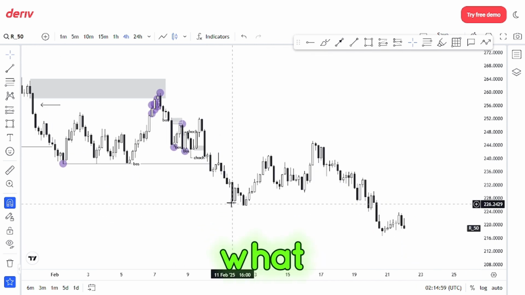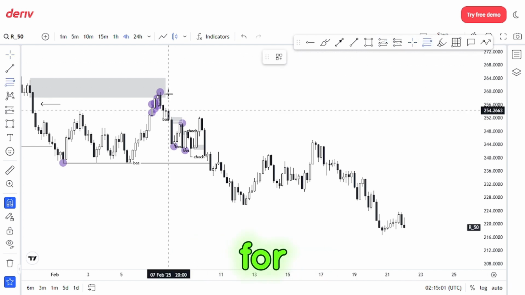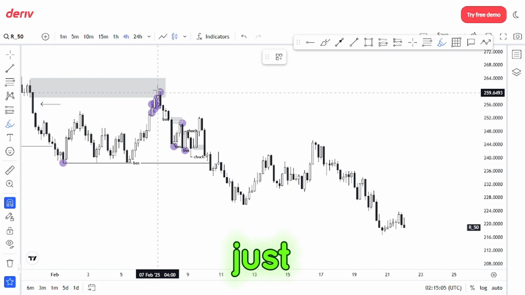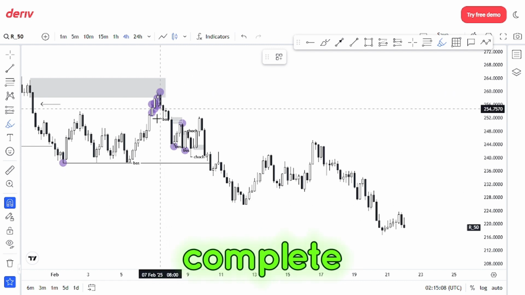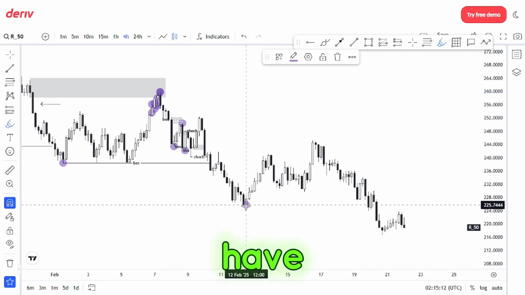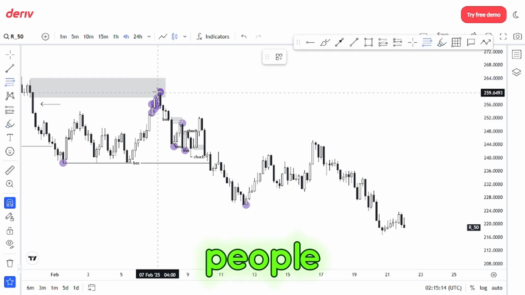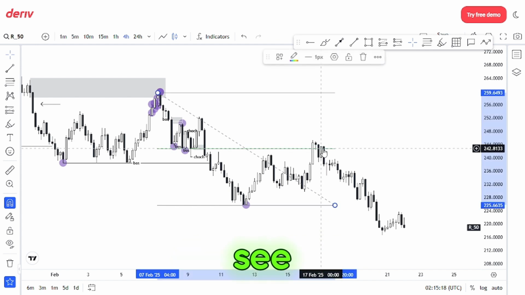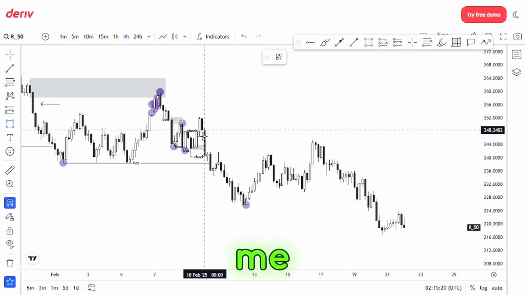On the higher time frame, what you need to be doing is looking for your highest point. You need to look at the highest point of the daily, just because the internal structure is complete. As you can see, we've taken out the previous low. So we have this high, then we have this low here. So you can just use your Fibonacci tool from the high to the low, just like that. You can obviously see what happened here. There is no need for me to explain now.